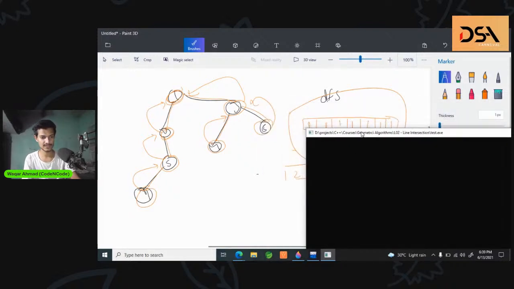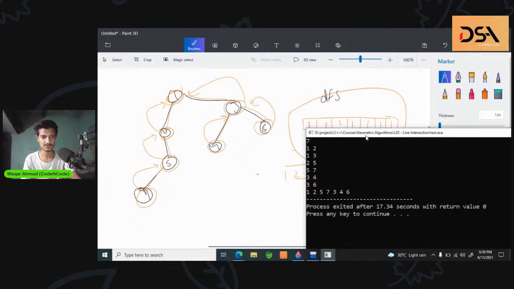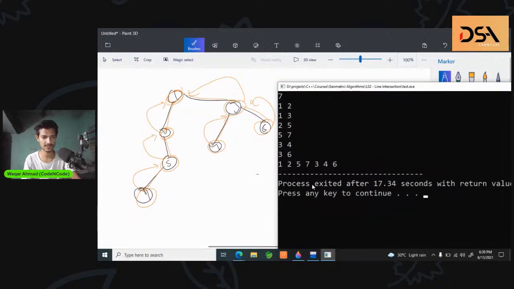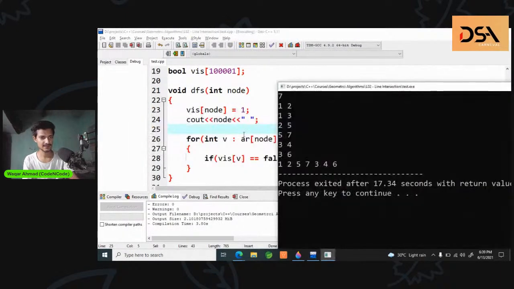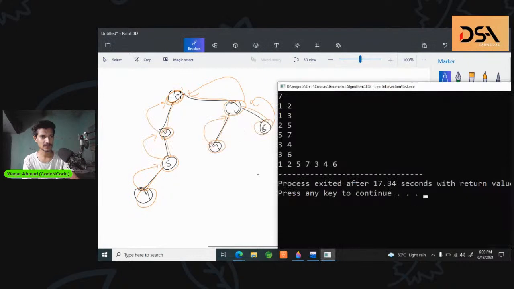Okay, so there are 7 nodes. 1 is connected to 2, 1 is connected to 3, 2 is connected to 5, 5 is connected to 7, 3 is connected to 4, and 3 is connected to 6. You see, this is the order in which they get traversed. First we started from node 1, so of course node 1 will be printed. Then I start traversing node 1's adjacency list, and I see that in the adjacency list of node 1 I have 2. Is it visited? The answer is no.